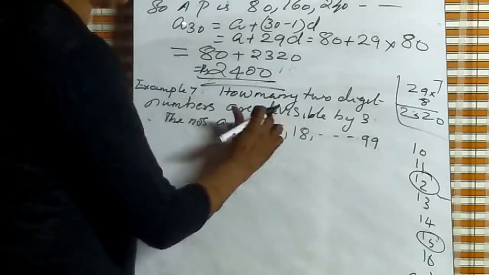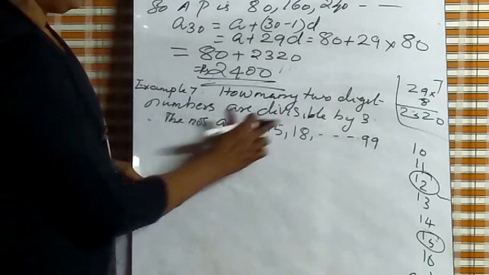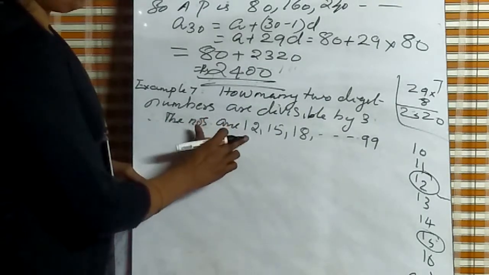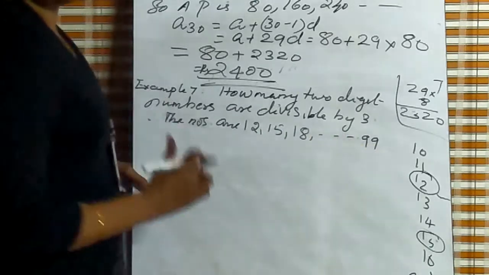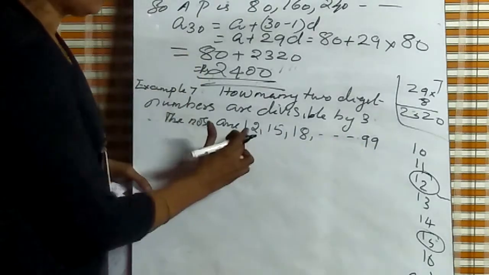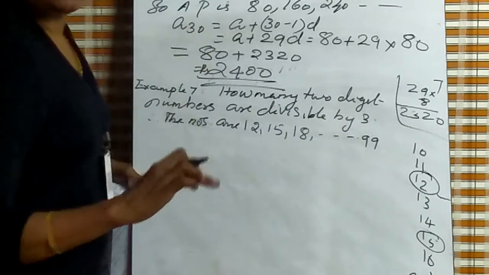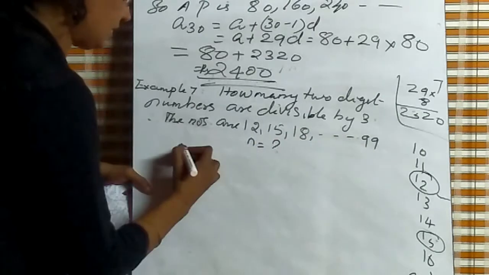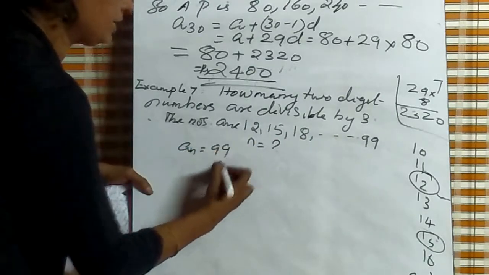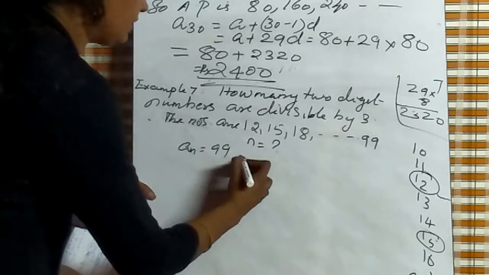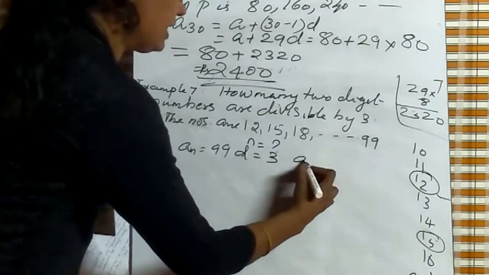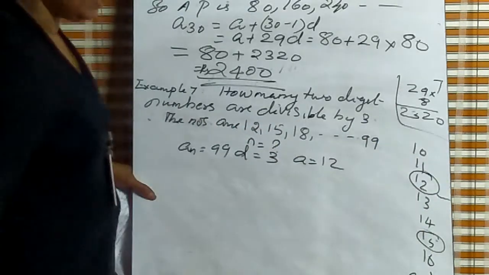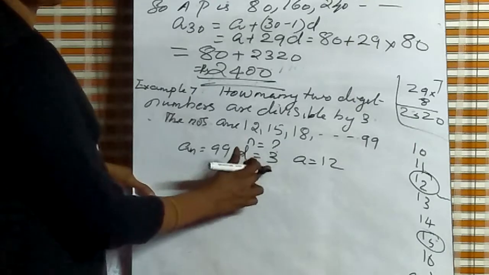Now the multiples of 3 are starting from 12. Divisible by 3 means multiples of 3, starting from 2-digit numbers: 12, 15, 18, etc. The last number is 99. Our question is, how many numbers are there from 12 to 99? That means we have to find n. We take an equal to 99 and find n. What is d? D is 3. What is a? A equals 12. Here the numbers are 12, 15, 18, etc., 99. A equals 12, common difference D is 3.